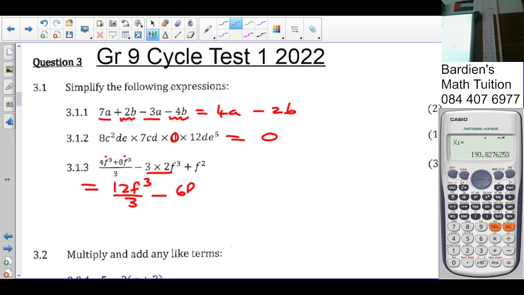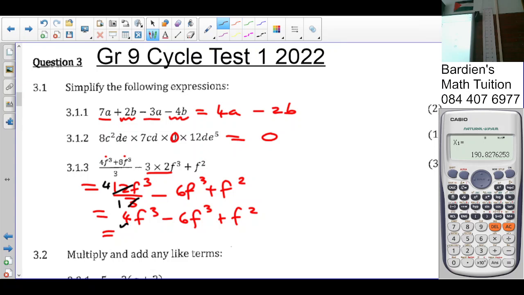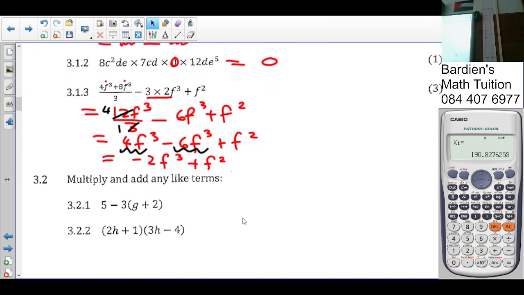It's going to give you 6f cubed plus f squared. So of course 3 goes into 3 once, 3 goes into 12 4 times, so it's 4f cubed minus 6f cubed plus f squared. So again we're going to look at like terms here. So 4 minus 6 is negative 2 of course, negative 2f cubed plus f squared. Remember when you're adding and subtracting, the variable stays the same.